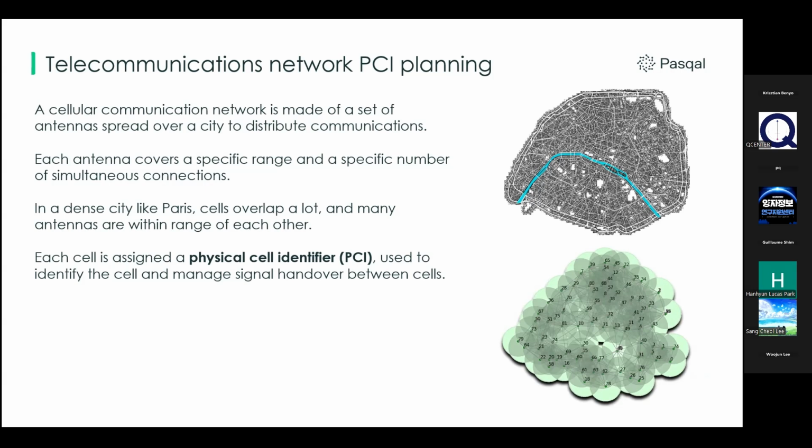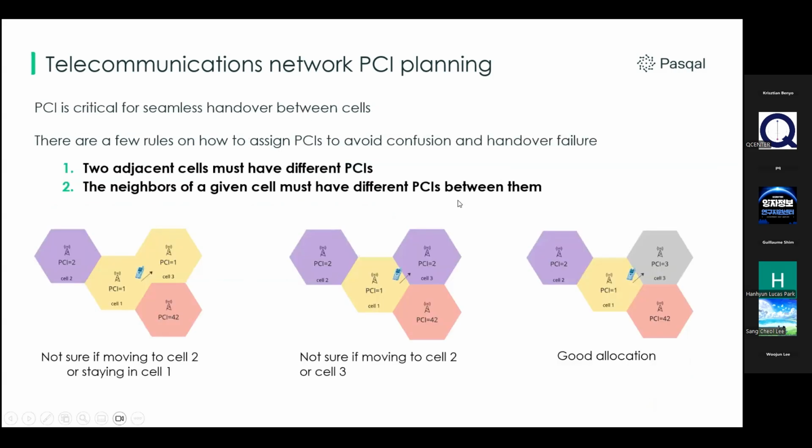And whenever graphs and networks are involved, neutral atom based systems can give an edge, can bring about a positive impact. The problem we are going to look at much closer is the problem of physical cell identifier, or PCI, which is sort of a unique identifier associated to a specific part of a telecommunication network.